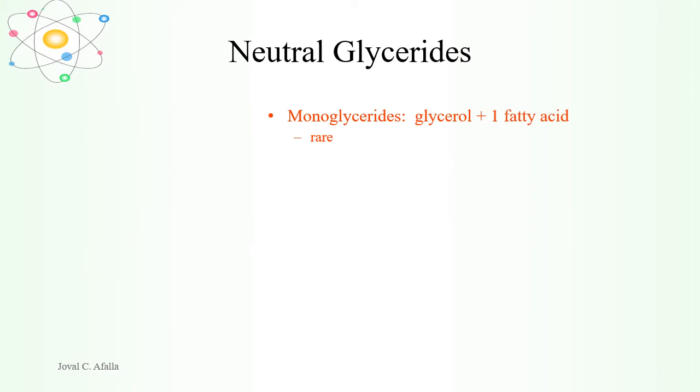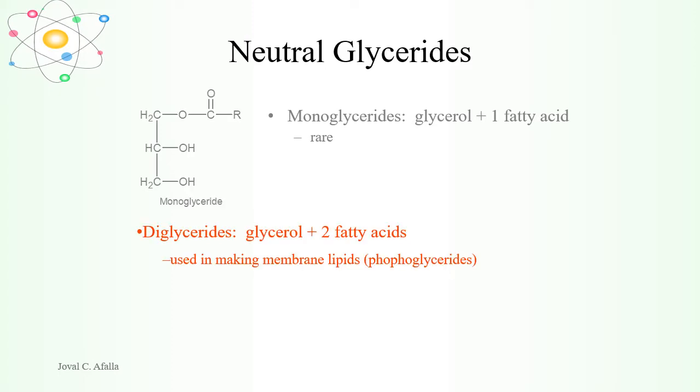So let's look at neutral glycerides. A monoglyceride, as mentioned, only has one fatty acid connected to the glycerol. Diglycerides are made up of 2 fatty acids. And this is a very important component of membrane lipids, more specifically the phosphoglycerides, as we will see in a later presentation. So this is the structure of a diglyceride, but it doesn't usually exist as simple diglycerides.